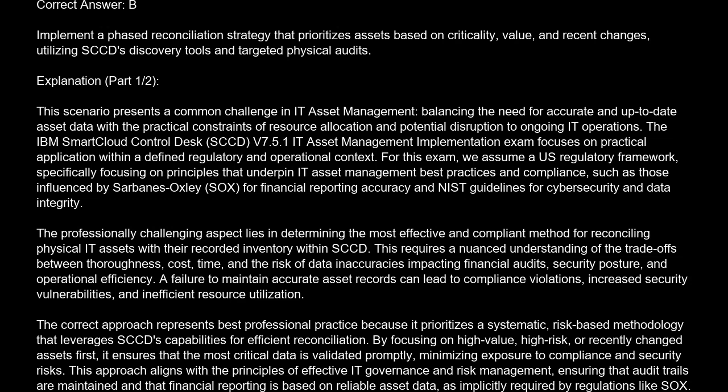Correct answer is B. Implement a phased reconciliation strategy that prioritizes assets based on criticality, value, and recent changes, utilizing SCCD discovery tools and targeted physical audits.